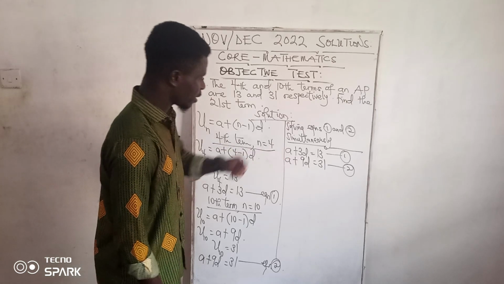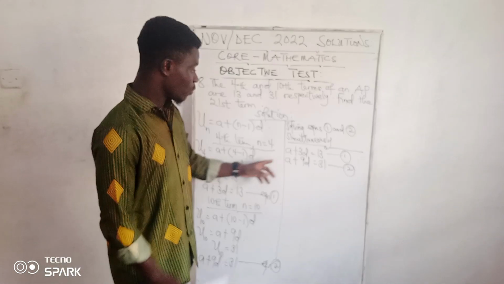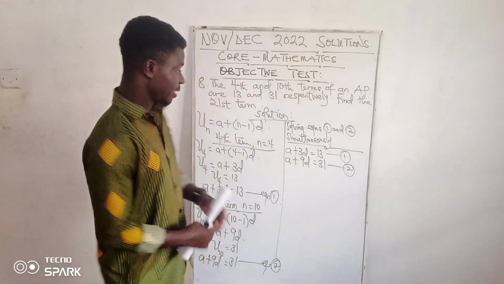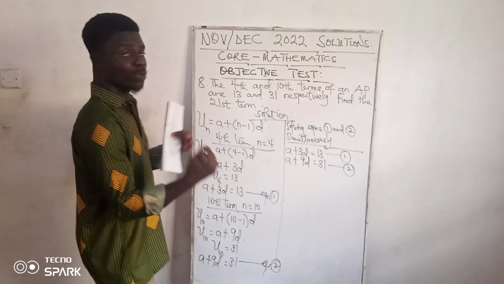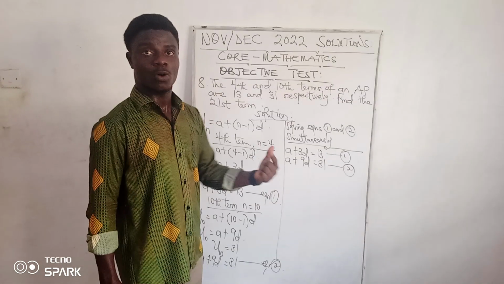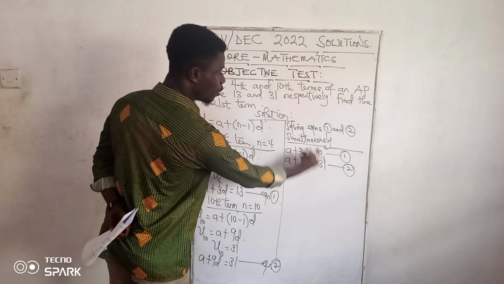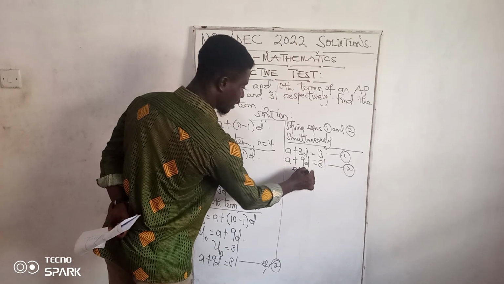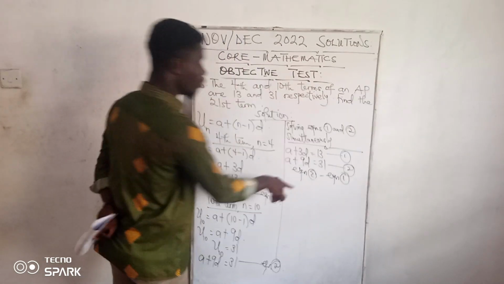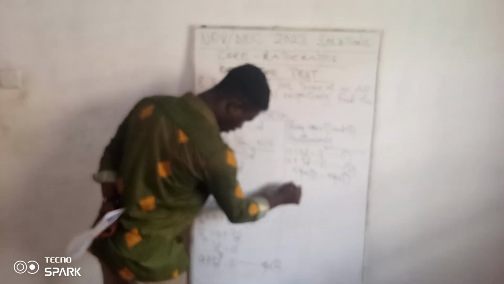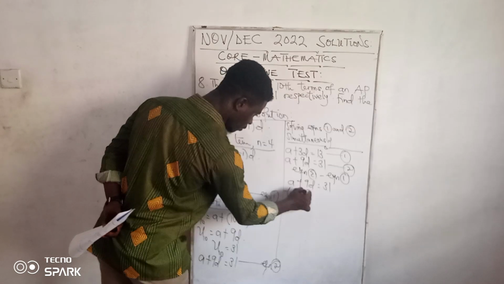We want to get rid of what? a. If you want to get rid of a, you have to take note that their coefficients must be what? The same. And here in equation 1, it is 1. In equation 2, it is 1. So we can subtract, because their signs are all plus plus. So let's subtract equation 1 from equation 2. So I get equation 2 minus equation 1. Why? Because we are subtracting equation 1 from equation 2. So I have a plus 9d equals 31 minus a plus what?